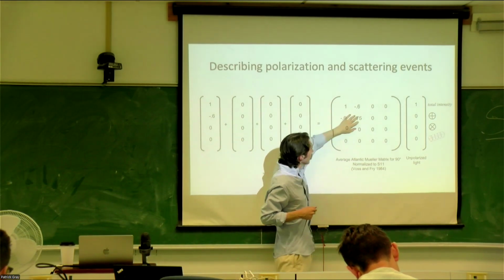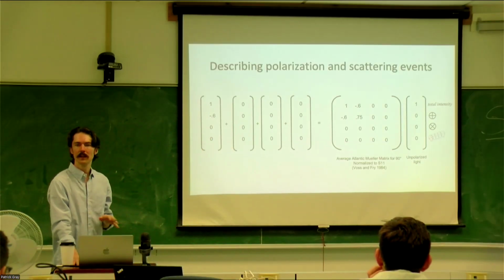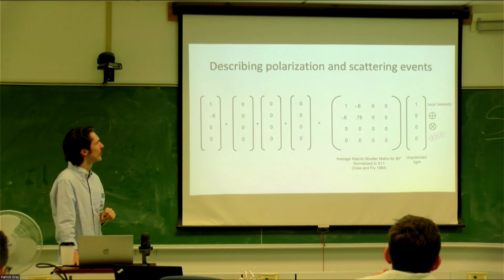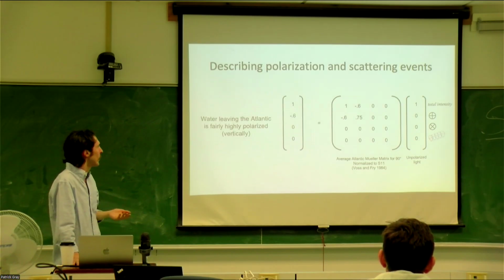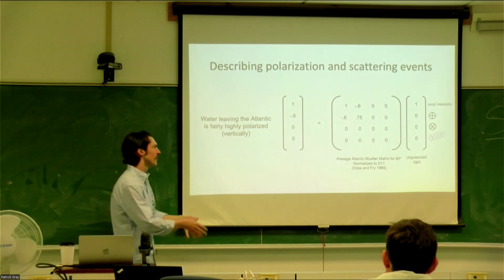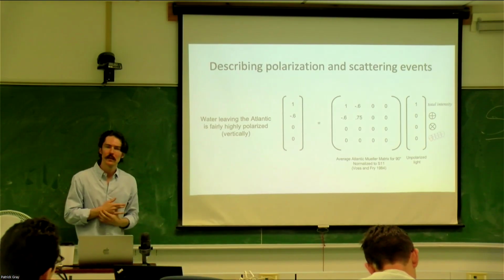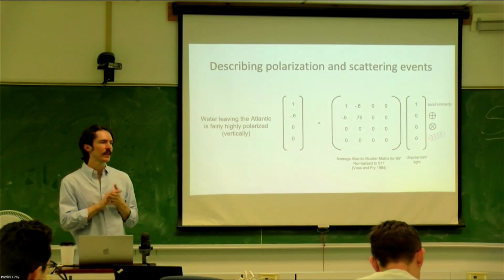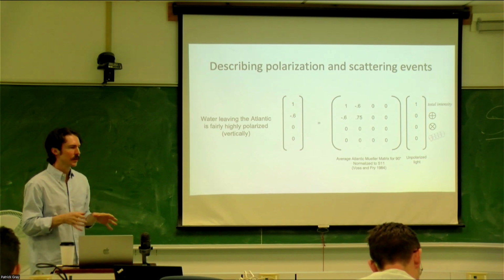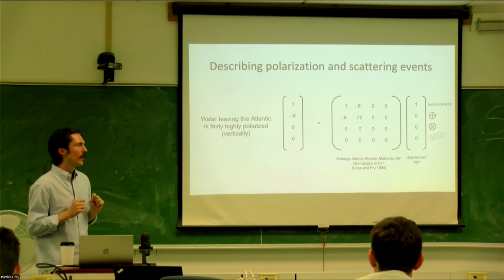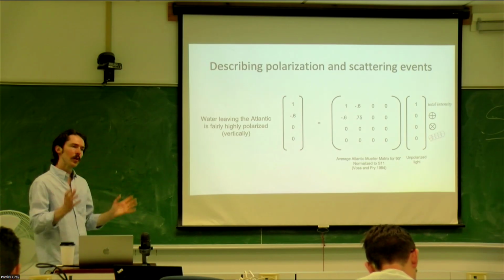And here, what do you think this is going to do to the light? We're inputting unpolarized light. Yeah, it's going to polarize it. So after this scattering event, water leaving the Atlantic is pretty highly polarized. Again, I don't know these exact locations; they were central Atlantic. So these are pretty small particles, and most of the scattering is dominated by water. So you can imagine this is the sum total of all that.